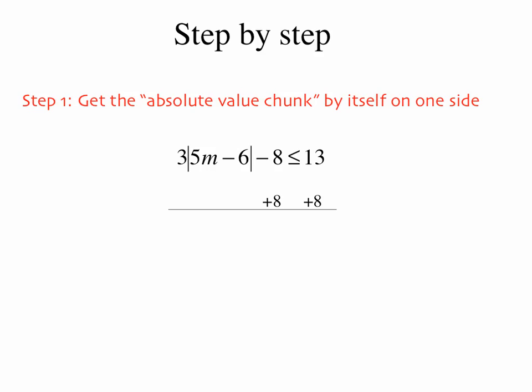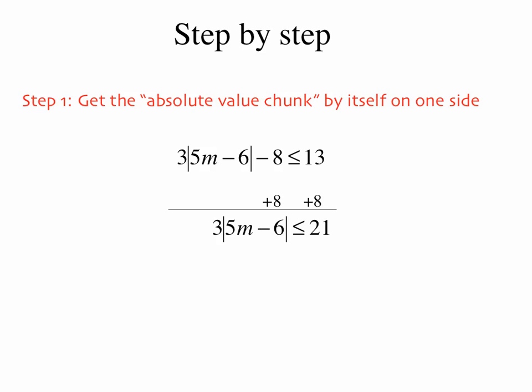The first step is that I need to get the portion of the equation inside the absolute value bars, that absolute value chunk, by itself on one side of the equation. So the first thing I'll do in this case is add 8 to both sides of the equation. I don't have to switch my inequality sign around. I didn't multiply or divide by a negative number. And so I get this simpler inequality.